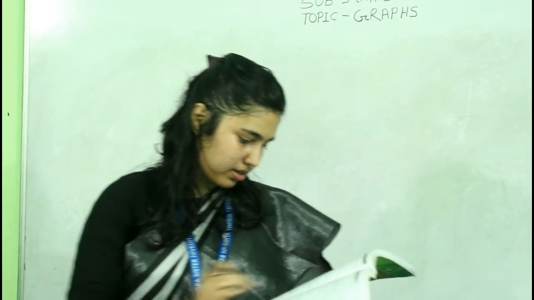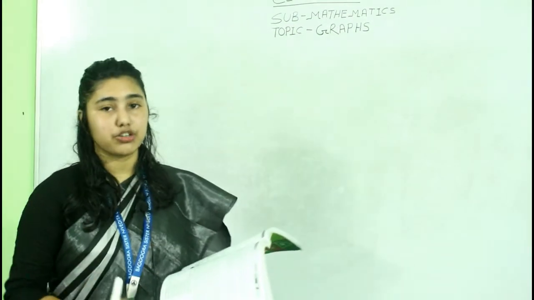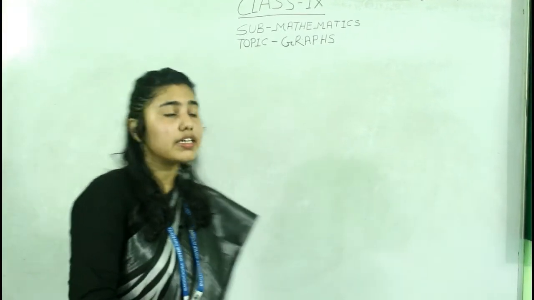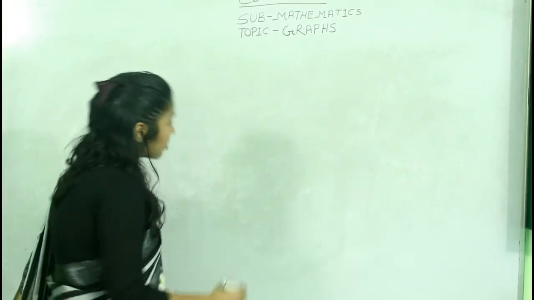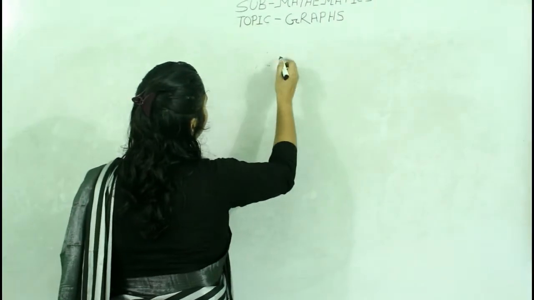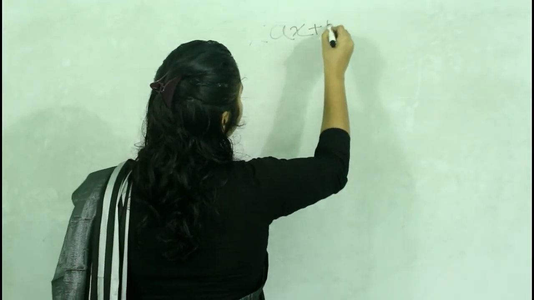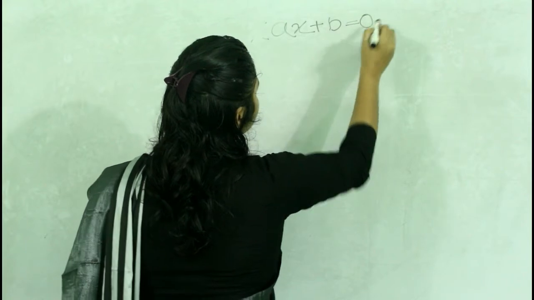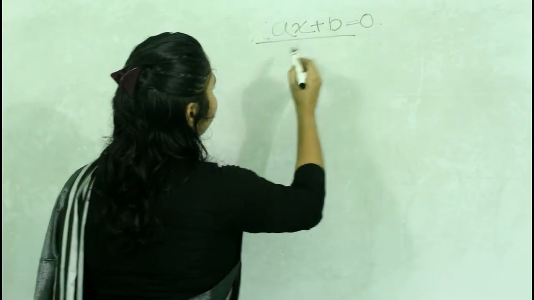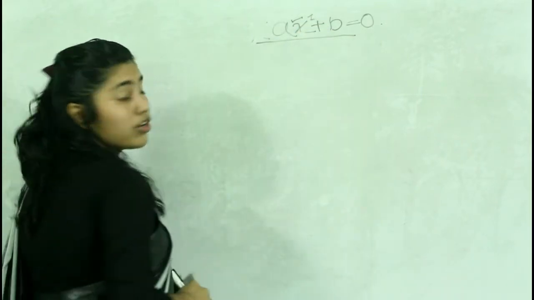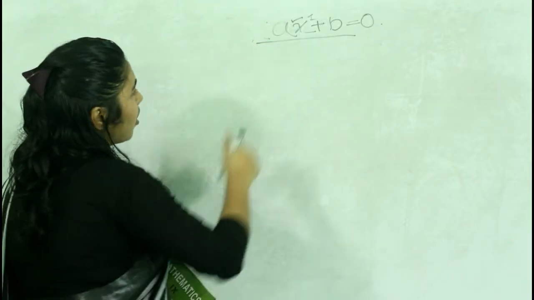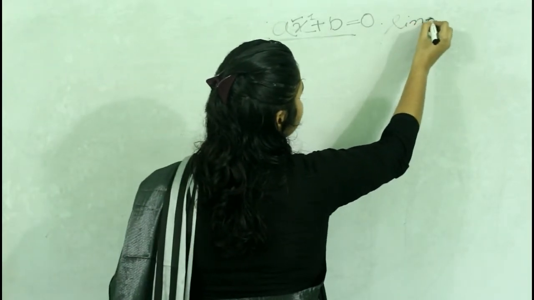Our last question, number 17: express the following statements in the form of simultaneous linear equations. So what is a simultaneous linear equation? A linear equation means ax plus b equals 0. This is a linear equation with one variable, and the highest power of this variable should be 1, not more than 1. Then we call this equation a linear equation.